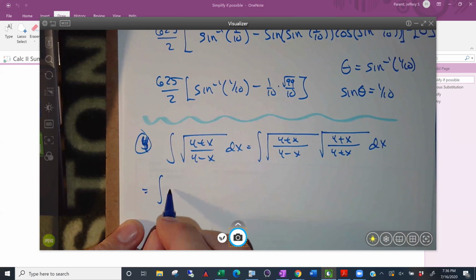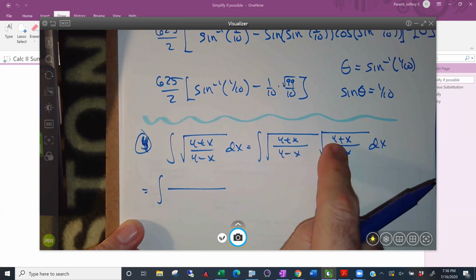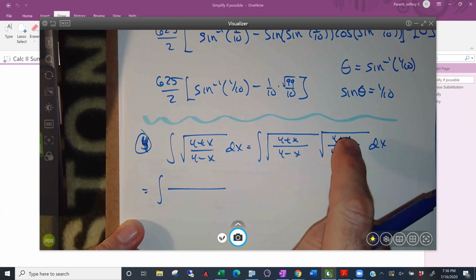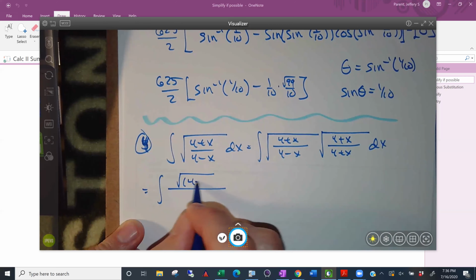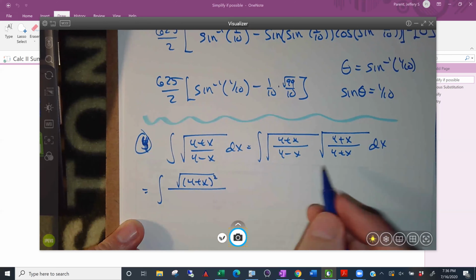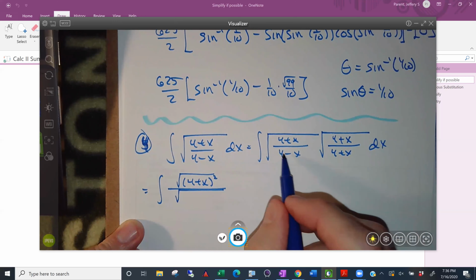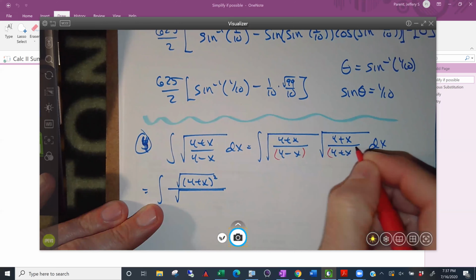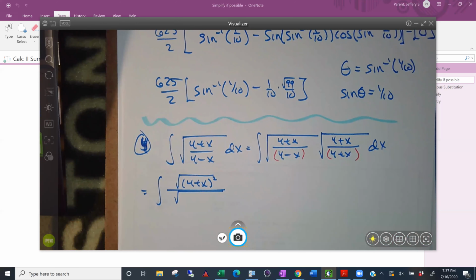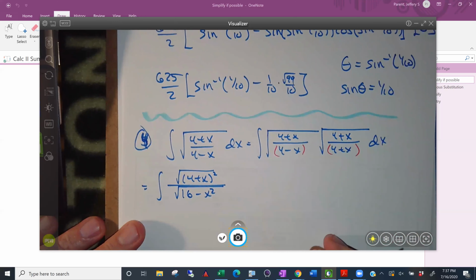Let's see what this does to everything, though. In the numerator, let's just work on these things separately. 4 plus x times 4 plus x, that's going to give me the square root of 4 plus x squared. And in the denominator, I'll have the square root of, well, you got to FOIL this out. So you're going to have this times this. And I hope that you can trust me when I say we'll end up with 16 minus x squared. Let's not forget our dx.